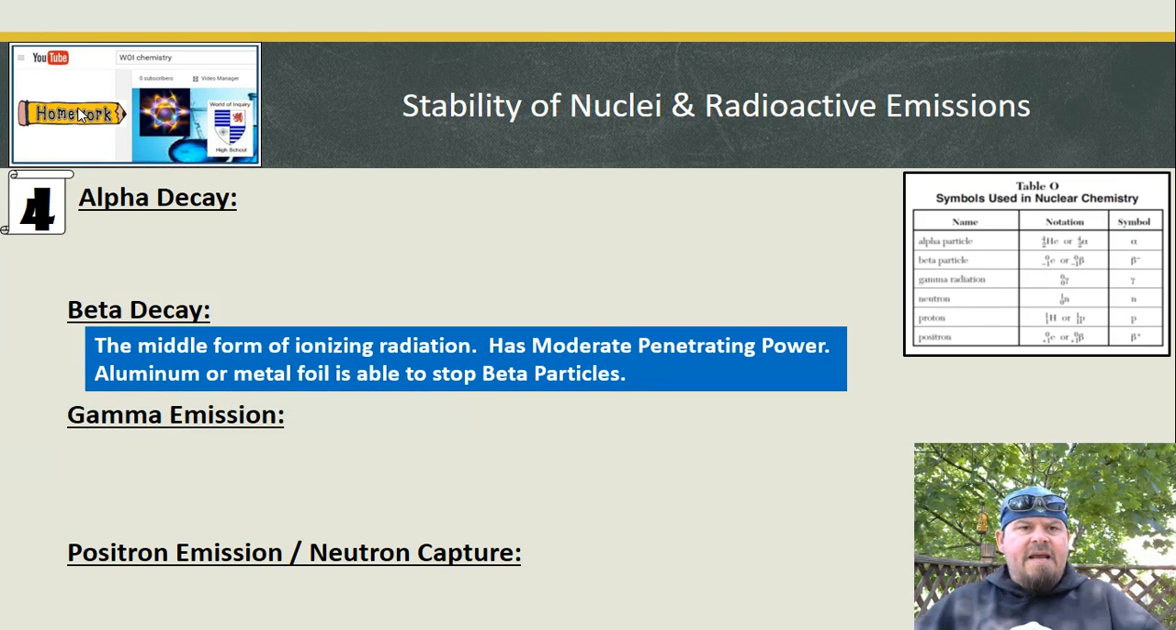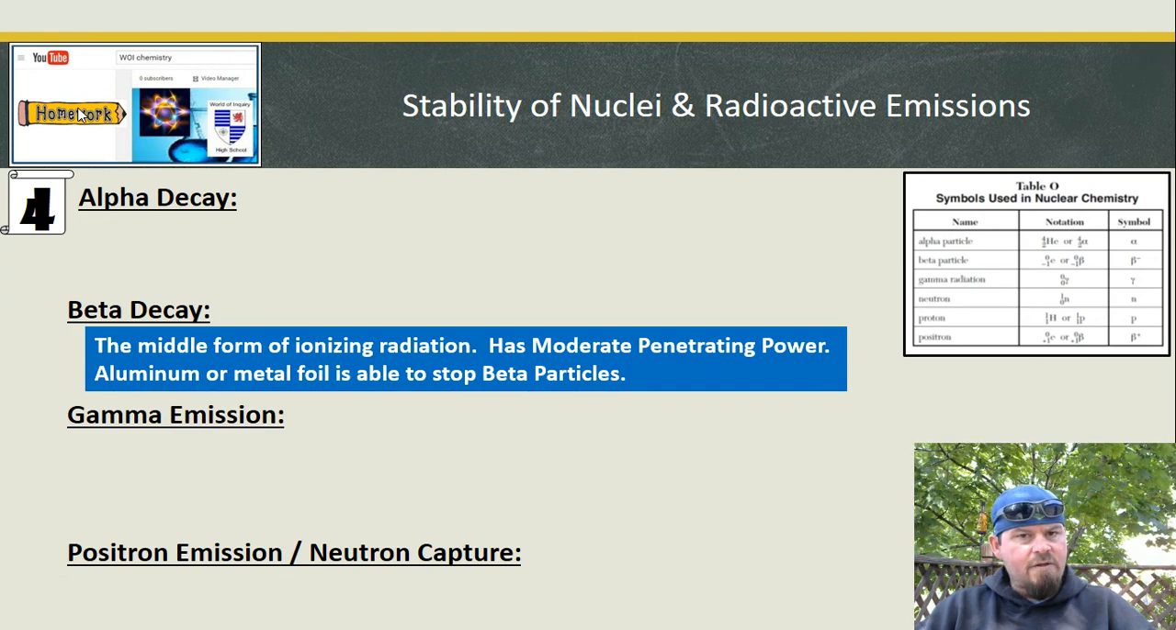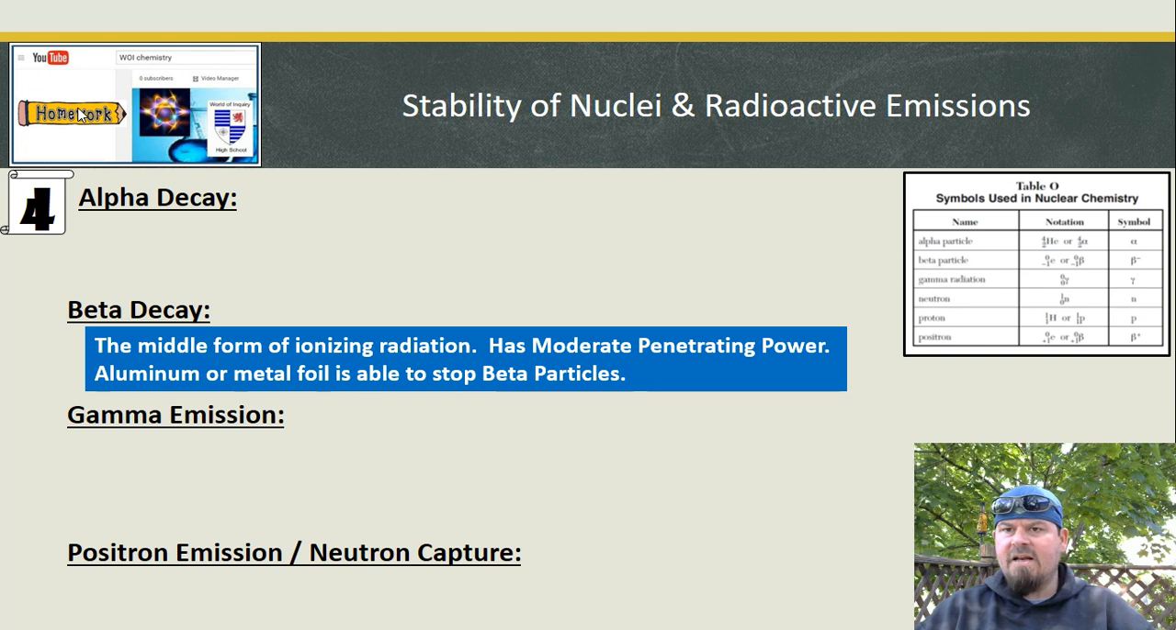Middle of the road is beta. Here I have charge but no mass. Okay, so aluminum foil would be enough to stop beta decay. And beta decay, if you look, has that weird B. Sometimes it could have the e with a -1 on the bottom. Generally, you see it as a B and a B with a -1, or a B with a negative symbol. So the symbol is just a little B with a negative, but notice it has that little tail on the B. Okay, so beta decay is next.